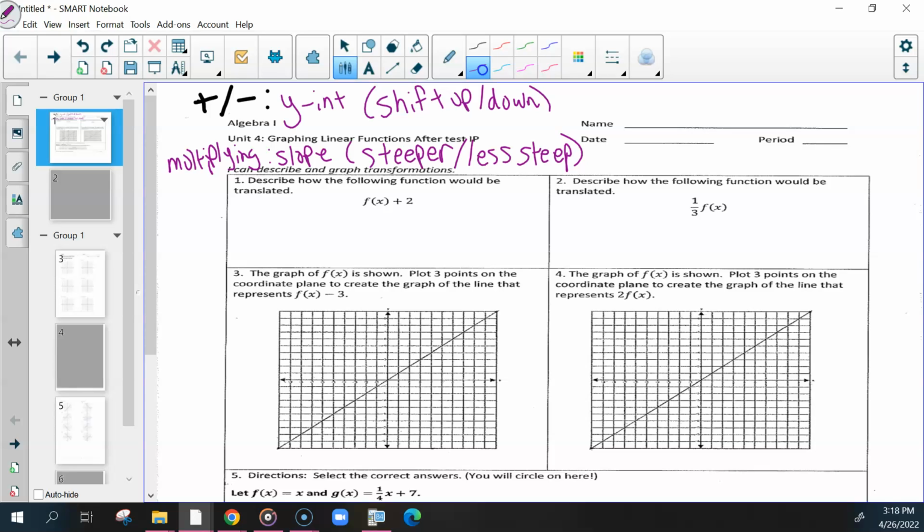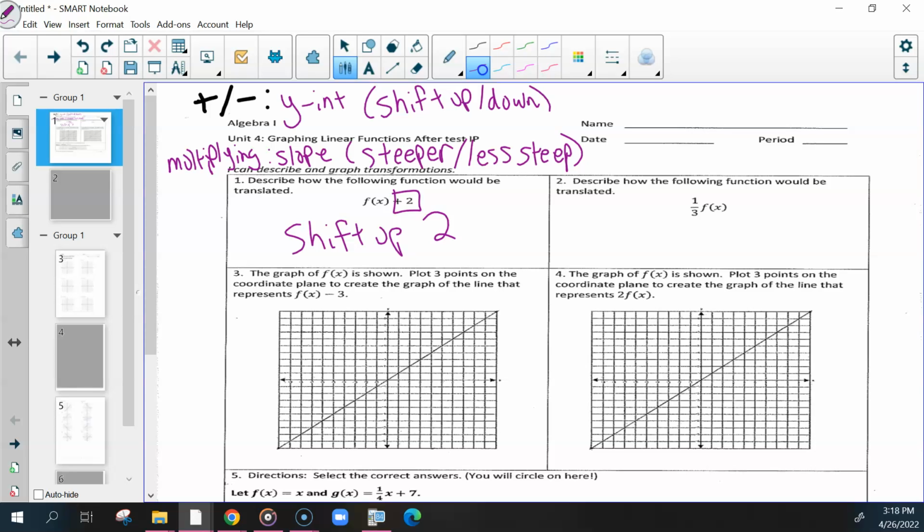So for number 1, if we have something that we're adding, that would be something being done to the y-intercept, so that would be a shift. It's plus, so that would be a shift up. And we can say it's up 2. And that's it.